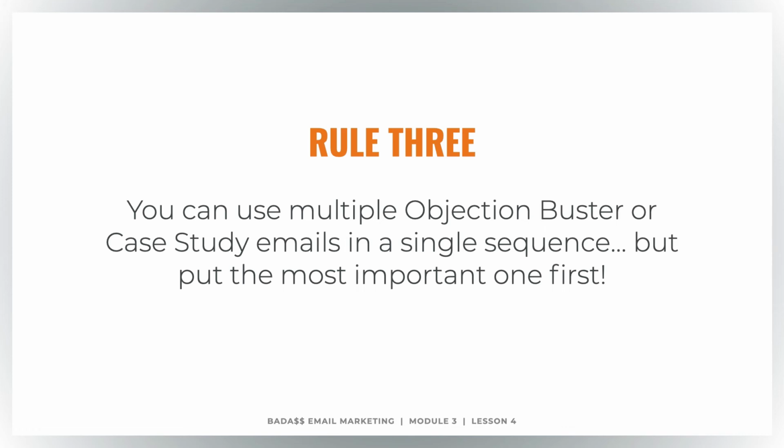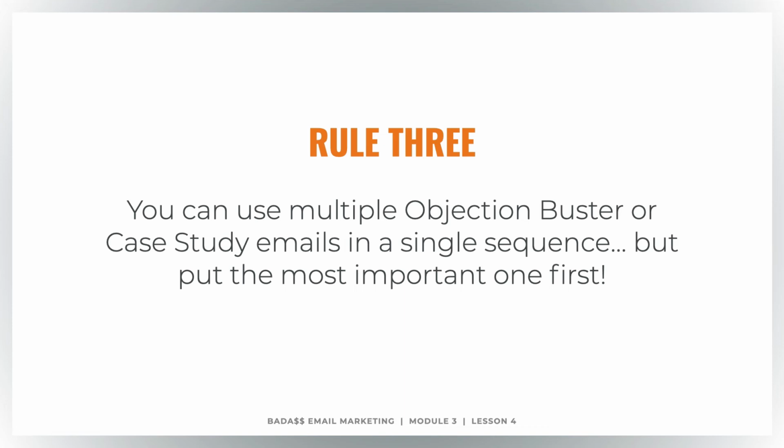And you're going to generally alternate. So again, if you're going to use multiple case studies, you're probably still going to sandwich them. So maybe you're going to have a value load, a case study, an objection buster, and then a case study. That would be a sequence. Or you might do objection buster, case study, objection buster, case study.